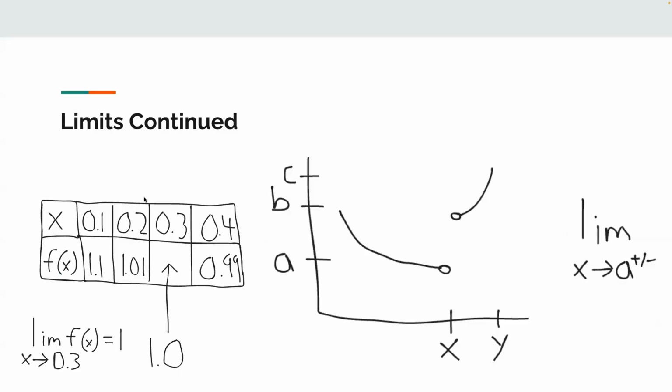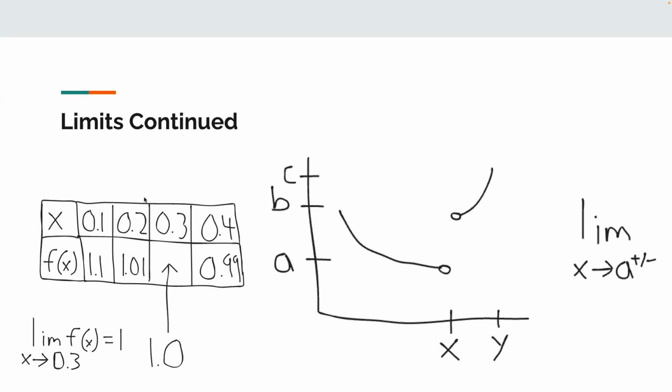So continuing on limits, you can identify limits from a graph or from a table. On this table that I have here, if you look at the values, what do you think the limit as x approaches 0.3 will be? As you can see from both sides, the y value f of x is approaching 1.0. So that's why the limit as x approaches 0.3 of this function is 1.